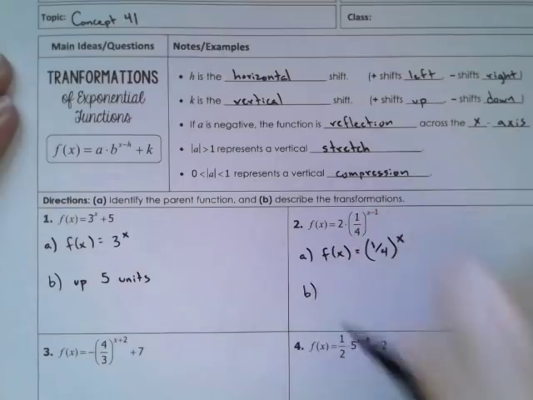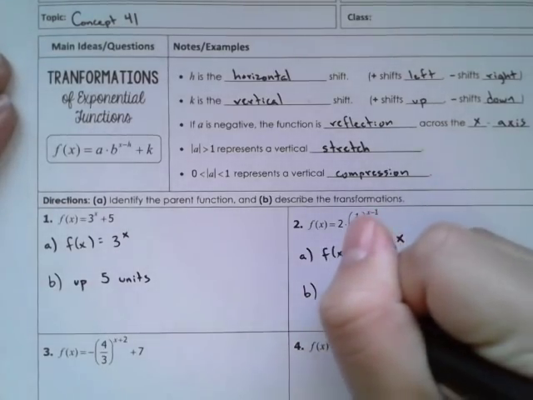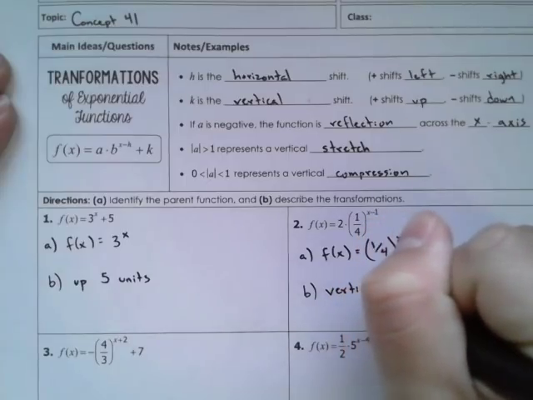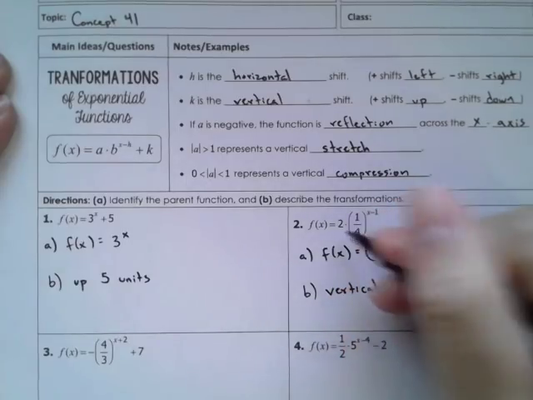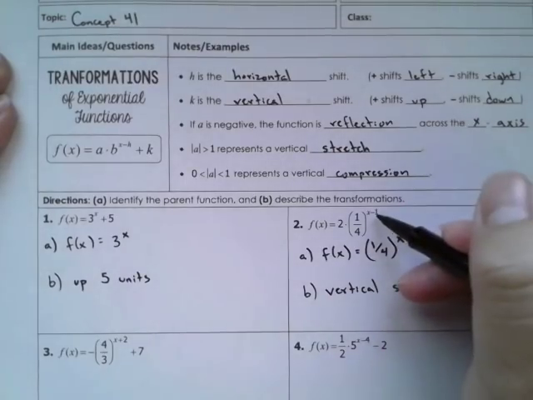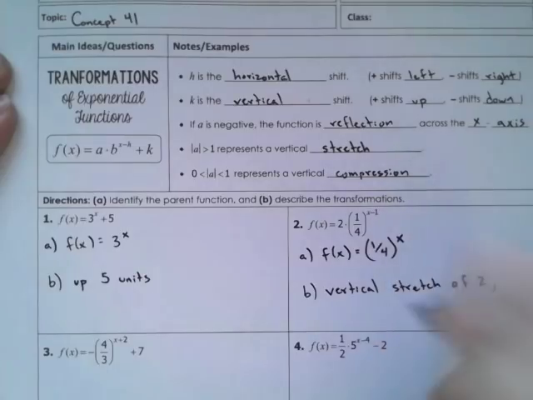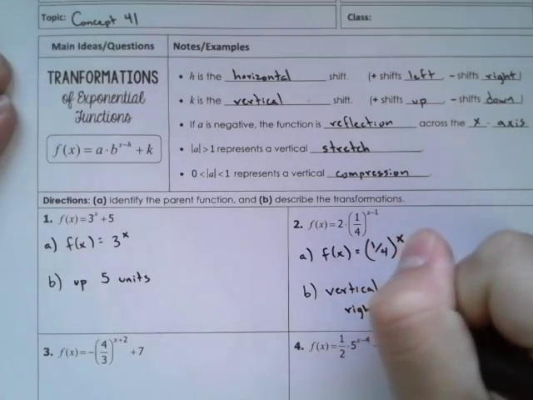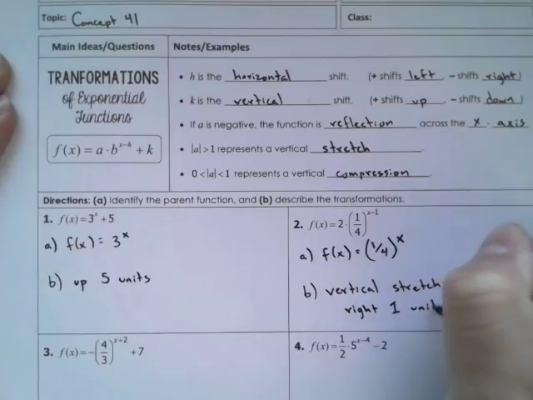For number 2, I have 2 times 1/4 to the x minus 1. So then my parent function here, just take the base, 1/4, to the x, not x minus 1. Okay, that's part A. So then part B, describe the transformation. Okay, we have a vertical stretch, because it's 2, it's bigger than 1, of 2, comma, and then it's negative 1, so I go to the right 1 unit.